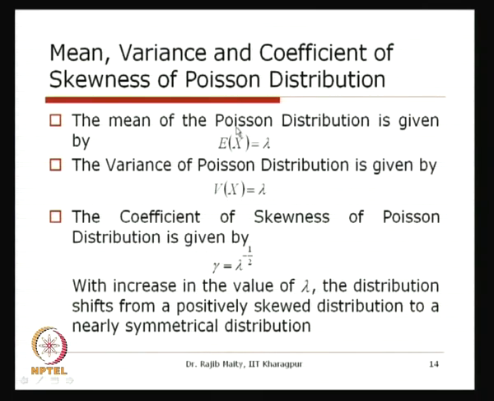Now, looking at the first few moments of this Poisson distribution, the mean is given by the expectation of X equal to lambda, and the mean as well as the variance of this distribution are the same, equal to the parameter lambda. The coefficient of skewness for the Poisson distribution can be shown to be lambda to the power 1 by 2, that is, 1 by square root of lambda. This indicates that as the value of lambda, the mean rate of occurrence, increases, the distribution shifts from positively skewed to a nearly symmetric distribution. For small values of lambda the distribution is generally positively skewed, and as lambda increases it approaches a symmetric distribution.